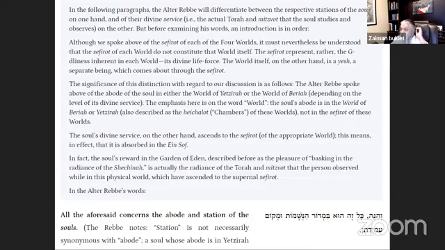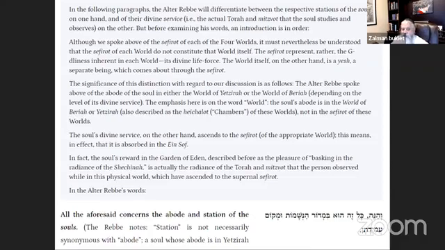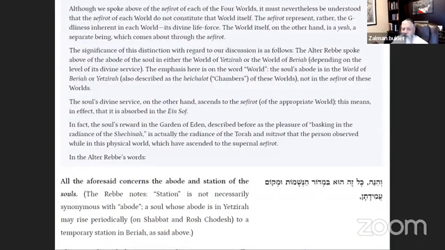So it gets a little Kabbalistic. The significance of this distinction with regard to our discussion is as follows. The Alter Rebbe spoke above about the abode of the souls, either in the world of Yetzirah, which most souls can reach, or the world of Bria, depending on the level of the divine service. The emphasis here is on the word worlds. The soul's abode in the worlds of Bria and Yetzirah is in the heichalos, the chambers of these worlds, not in the spheres of these worlds. They abide in the world. They receive their energy from the sphere. They receive the glory from the sphere. They're living in a world.